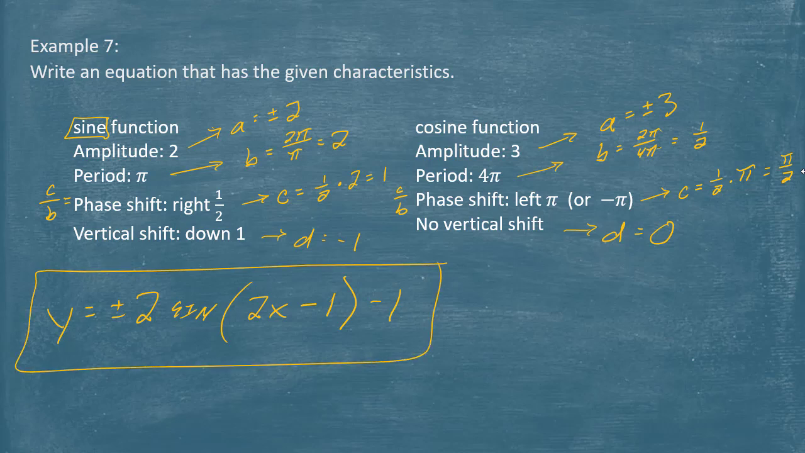Once I had the values of the letters, it was just making sure I remember where they go. A is in front, B is in front of x, C is either added or subtracted to the x, and then the D is always added or subtracted outside of the parentheses.